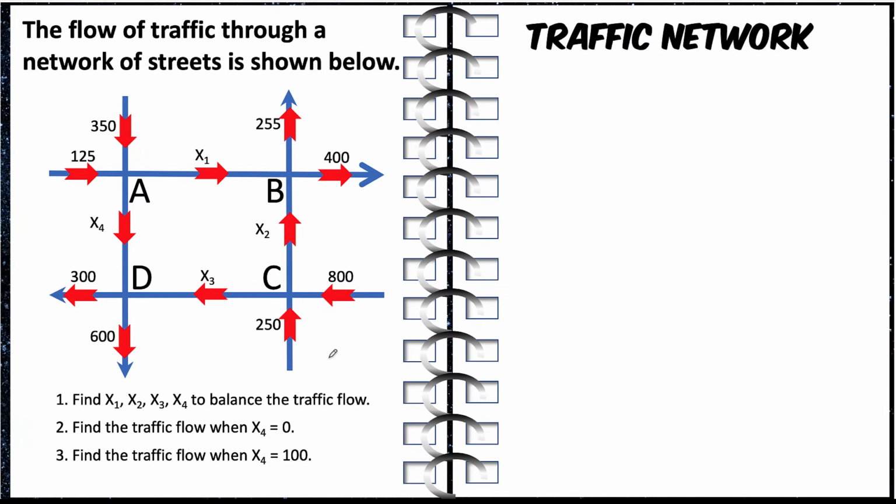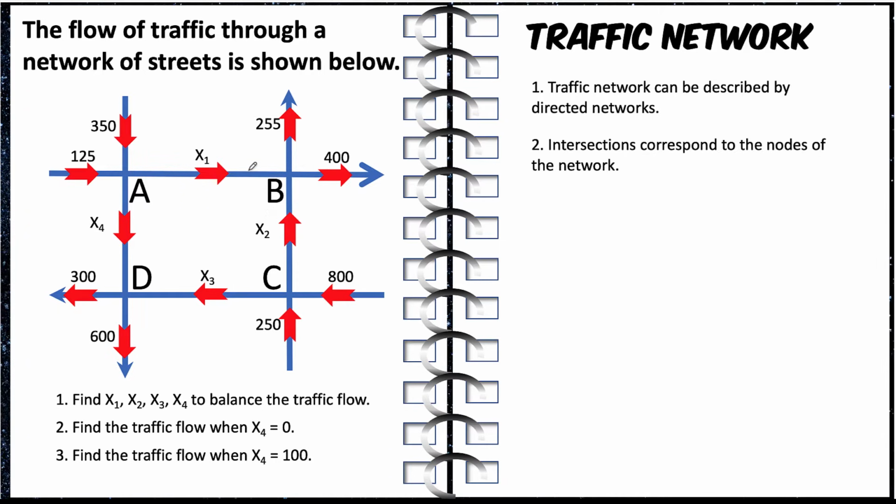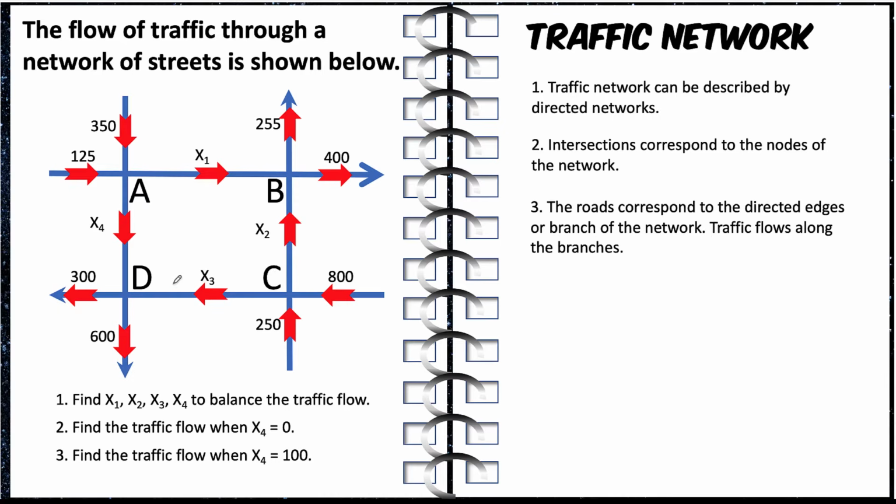Now let's solve this problem together. There are 5 ideas that I would like to discuss first regarding traffic networks. First is, a traffic network can be described by directed networks as shown in this figure. Number 2, intersections correspond to the nodes of the network. In here, we have 4 nodes, A, B, C, and D. Number 3, the roads correspond to the directed edges or branches of the network. Traffic flows along the branches, as you can see in these arrows.